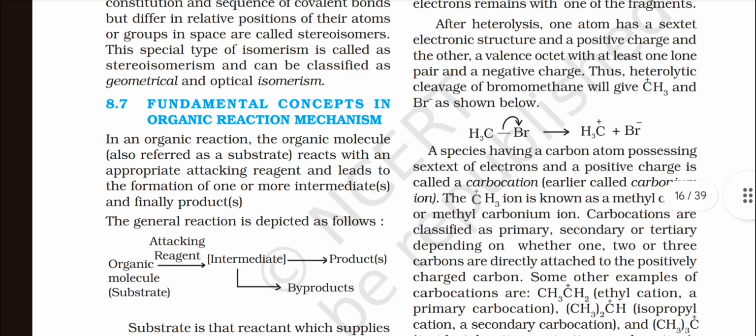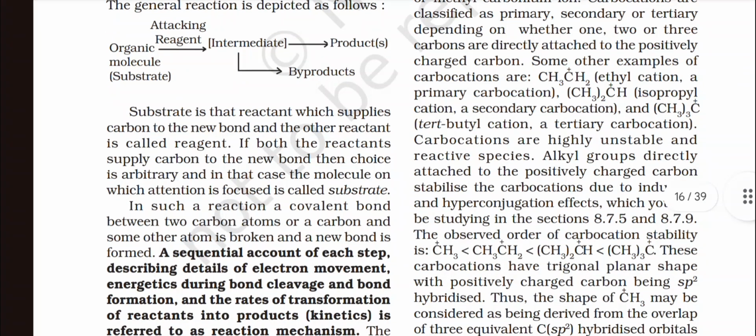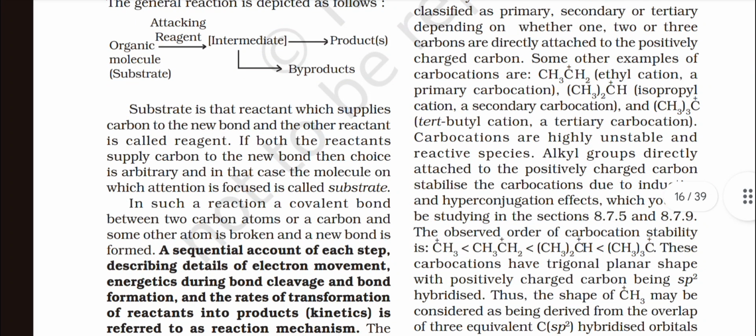A species having a carbon atom possessing a sextet of electrons and a positive charge is called a carbocation. The CH3 positive ion is known as the methyl cation or methyl carbonium ion. Carbocations are classified as primary, secondary, and tertiary depending on whether 1, 2, or 3 carbons are directly attached to the positively charged carbon. Some other examples are CH3CH2 positive, the ethyl cation, a primary carbocation; (CH3)2CH positive, the isopropyl cation, a secondary carbocation; and (CH3)3C positive, the tert-butyl cation, a tertiary carbocation.